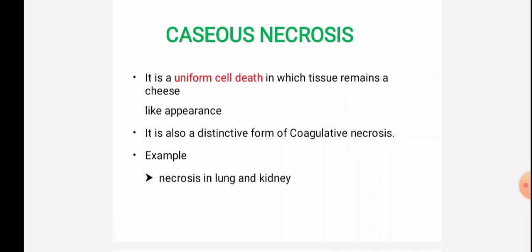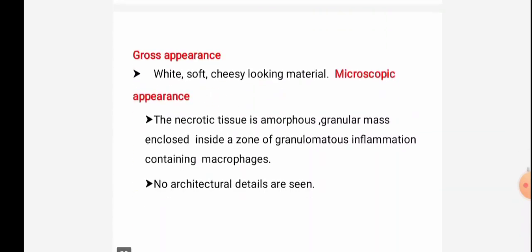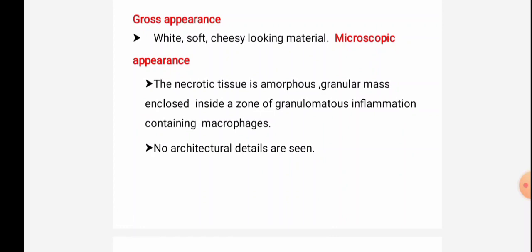The next is caseous necrosis. It is a uniform cell death in which the tissue has a cheese-like appearance. It is called a distinctive form of coagulative necrosis. For example, necrosis in lung and kidney. In gross appearance, it looks like white, soft, cheesy material. In microscopic appearance, the necrotic tissue is an amorphous, granular mass enclosed inside a zone of granulomatous inflammation containing macrophages. No architectural details are seen.